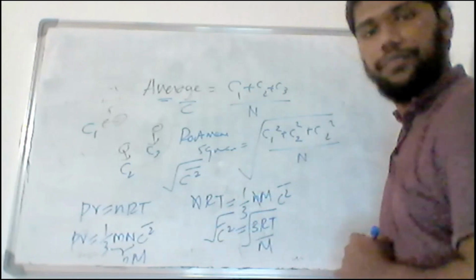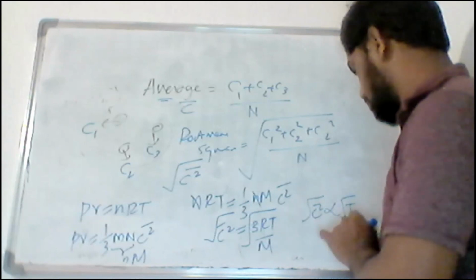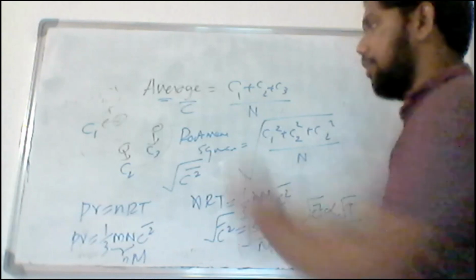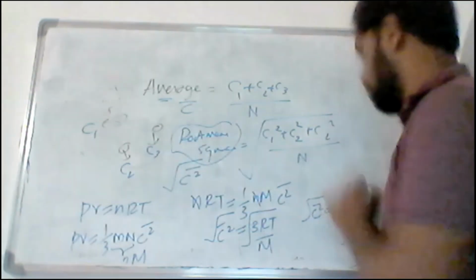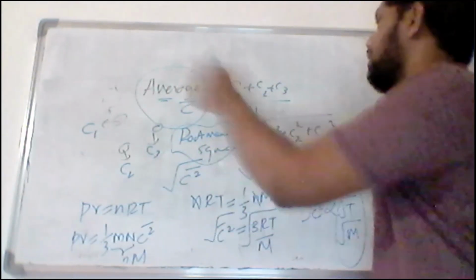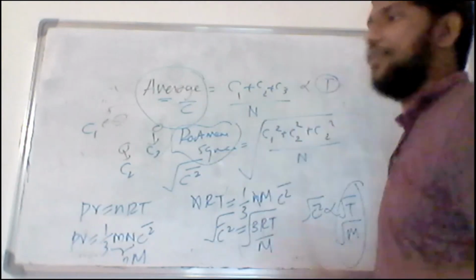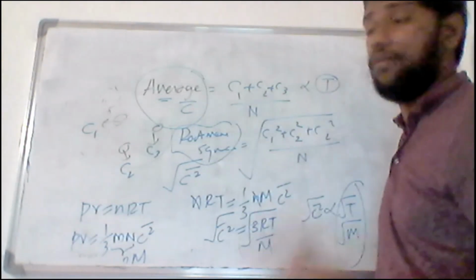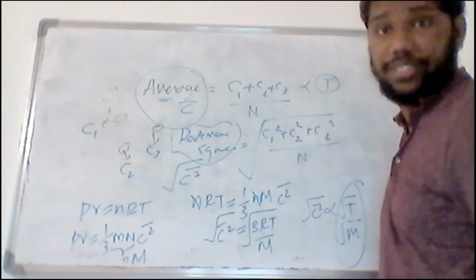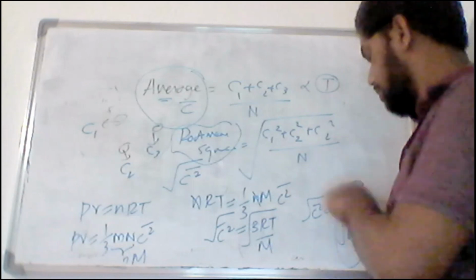So here you will see the root mean square is proportional to root T over root M. This is proportional to this, not the average molecular speed. Average molecular speed is just proportional to the temperature. Like if you have higher temperature, there will be higher speed, and if you have lower temperature, there will be lower speed. And it is not depending upon the root of the temperature. Okay. If this is root mean square, then it is correct.